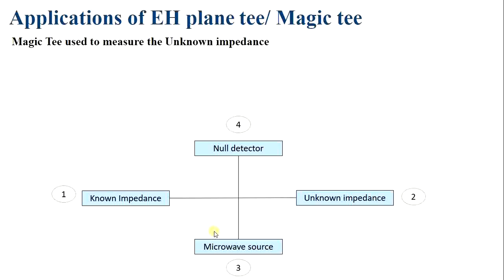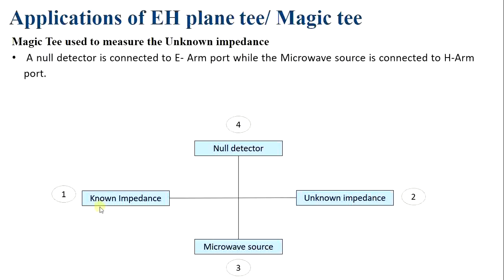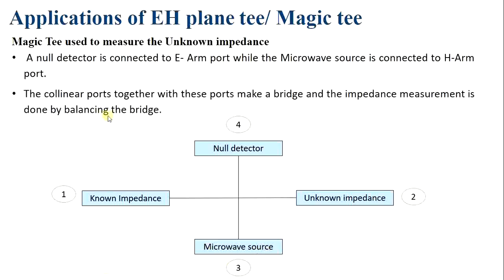So now we will move to the last point of this lecture, that is the application of magic T. The first application of magic T is to measure the unknown impedance. So the setup for measuring the unknown impedance is shown in the figure. A null detector is connected to the E-arm port, that is the port 4, while a microwave source is connected to the H-arm, that is the port 3, and the collinear ports together with these ports make a bridge, and the impedance measurement is done by balancing the bridge.